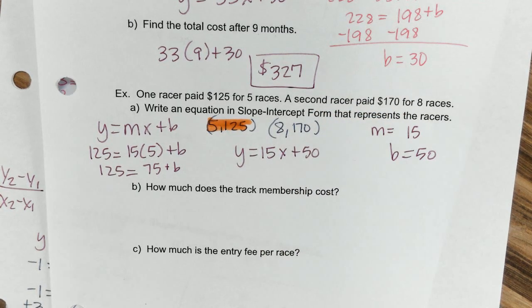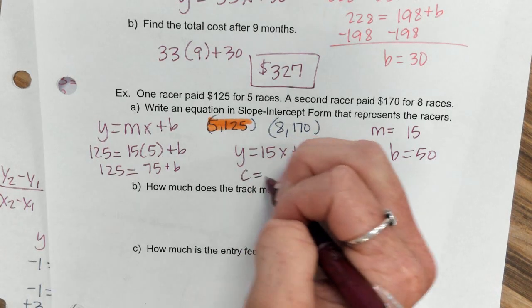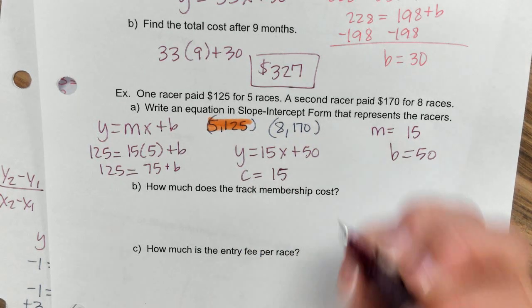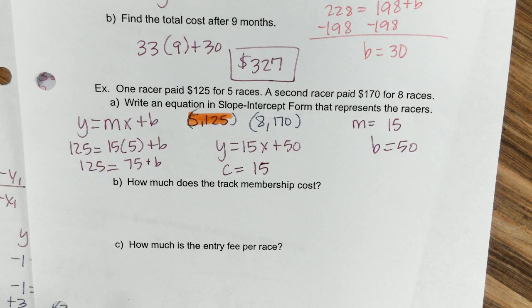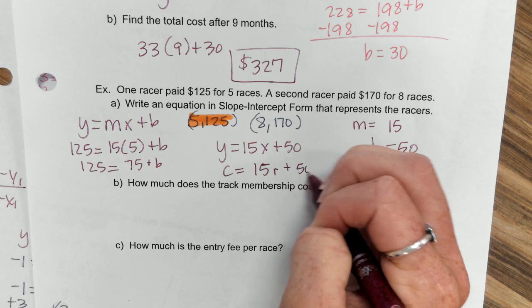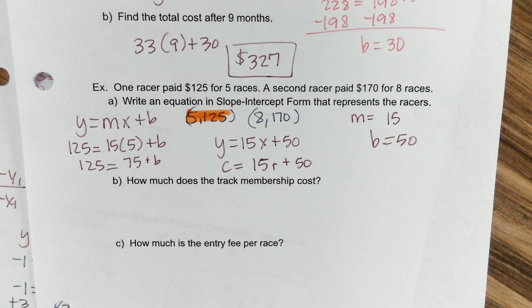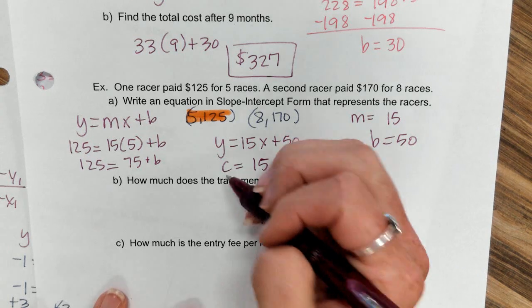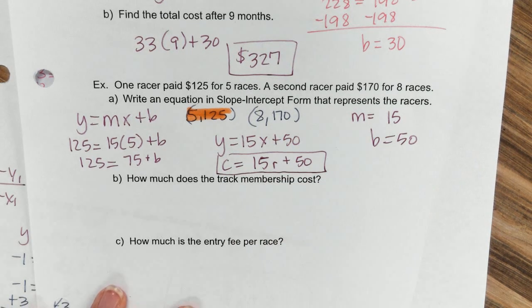Now, they are asking us to interpret what they mean. So instead of using y and x, can I use what it's talking about? Yes. So what would I be solving for? Cost. Cost equals 15 times, what are we talking about? Race. How many races we get to do. So what could I use? R. Plus 50. All right, now the question wants us to interpret what we just wrote.